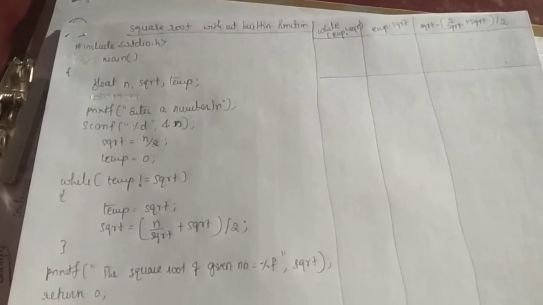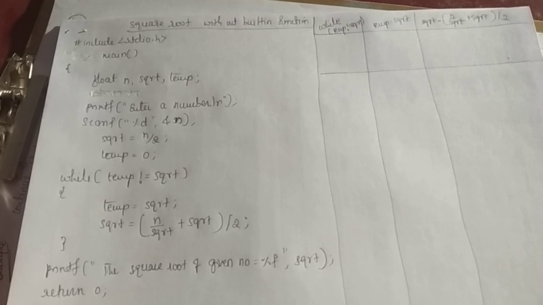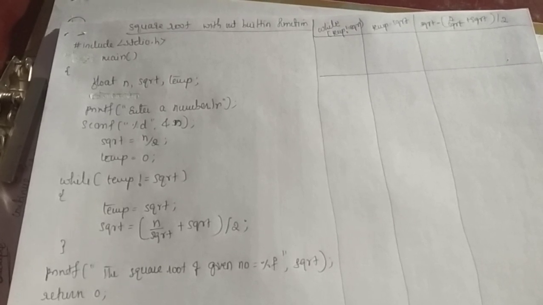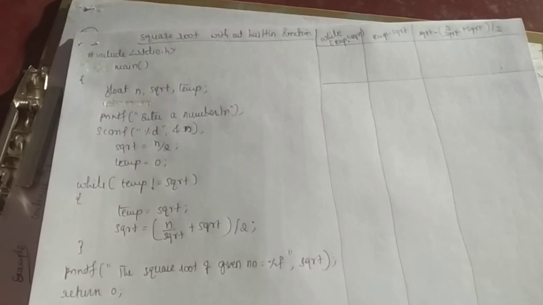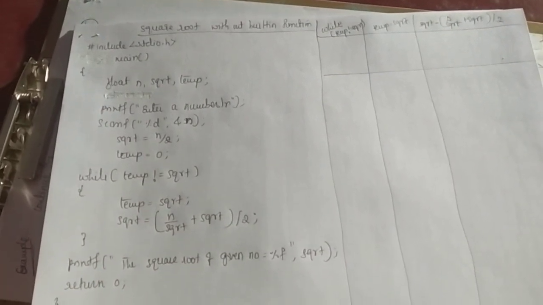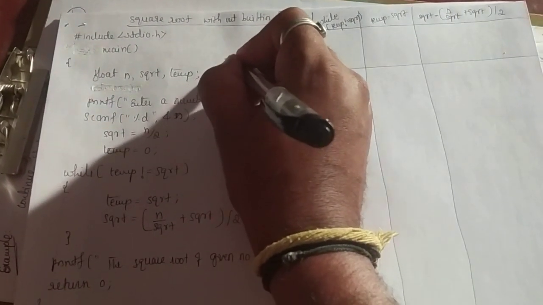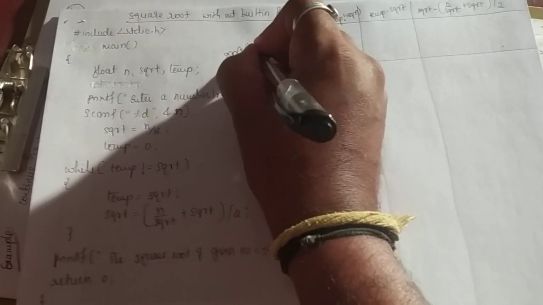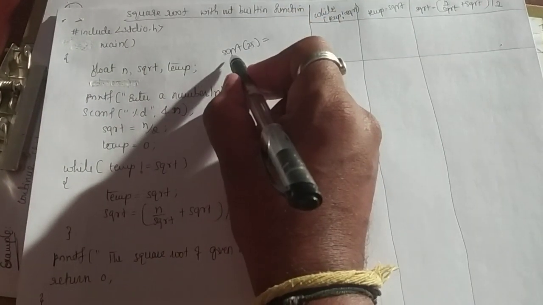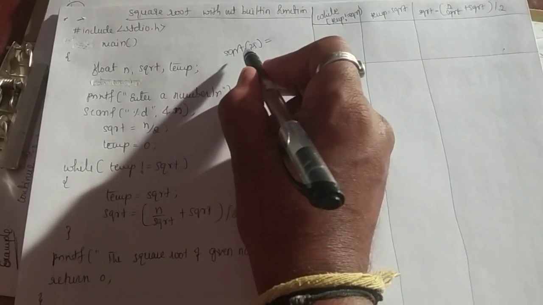Today we are discussing one more lab program, that is the 12th one. In this we are going to find the square root of a given number without using a built-in function. There is a built-in function called sqrt, for example sqrt of 25.